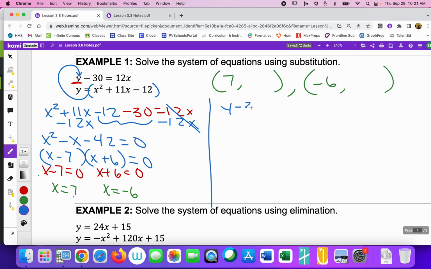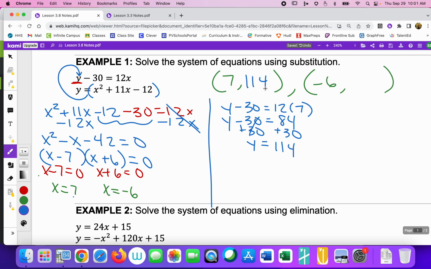So we'll have y minus 30 equals 12 times 7. And then you have to solve for y. What's 12 times 7? 84. How do we solve for y? Add 30. What's 84 plus 30? 114. That is the y value that goes with the 7.